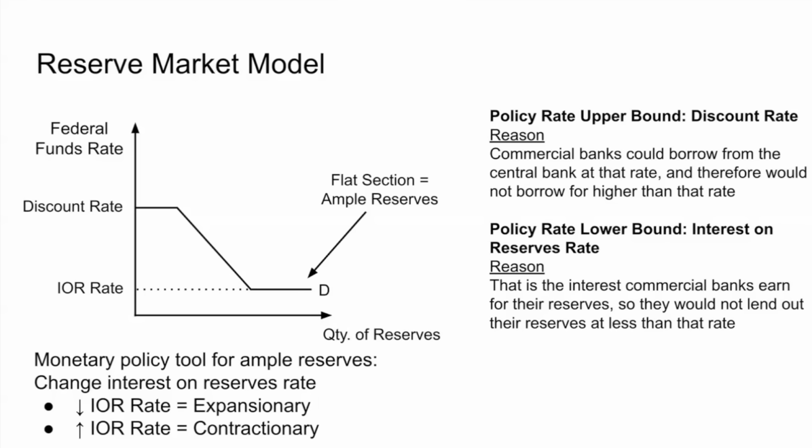The monetary policy tool for ample reserves is to change the interest on reserves rate. If the central bank decreases it, then it makes it less appealing for commercial banks to hold the reserves at the central bank and encourages them instead to loan out more of their reserves, and more borrowing equals more spending and investing. Whereas if the central bank increases the interest on reserves rate, then that would be contractionary monetary policy.